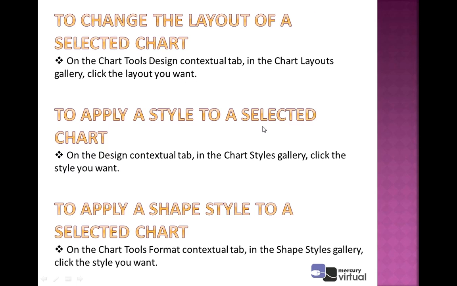Then how to apply a style to a selected chart? Click on the Design contextual tab. Go to the Chart Style gallery, click the style you want. This is how to change the layout. This is how to change the style. This is how to apply a shape style to a selected chart. Go to the Chart Tools Format contextual tab, in the Shape Styles gallery, click the style you want. Means simply click the style that you want for the chart. Now let's see it in a practical way.